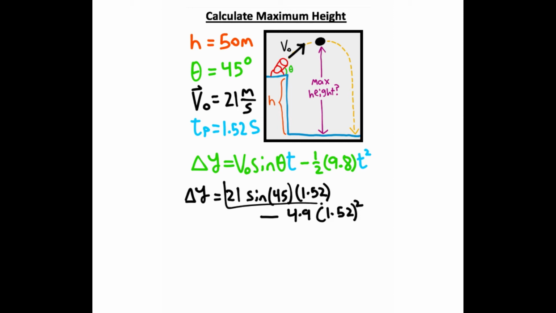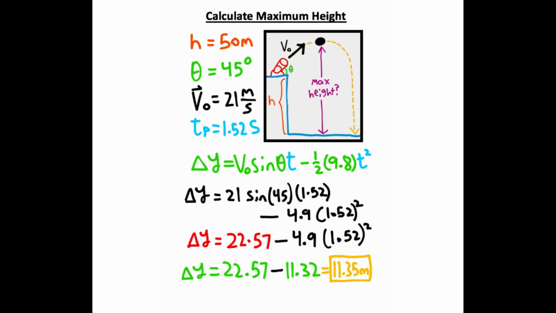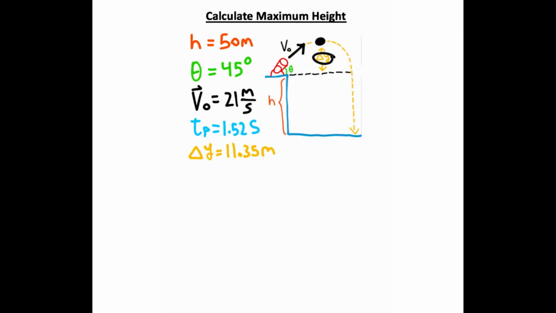Now, if you simplify down this left-hand side of the equation right here, what you're going to end up with is 22.57. And if you simplify this right-hand side of the equation down, what you're going to end up with here is 11.32. Now, 22.57 minus 11.32, that's going to give you 11.35. So 11.35 meters is the height that you're going to get to from the cliff. But notice this doesn't calculate the maximum height. All this calculates is this distance right here. So 11.35 meters is how far you've traveled from this cliff being ground level.